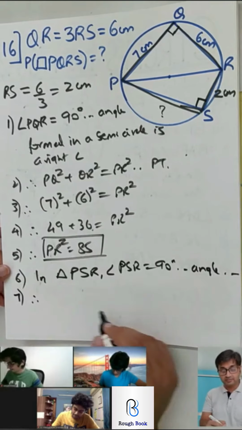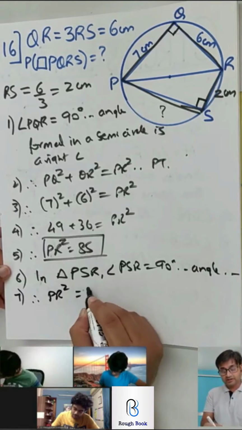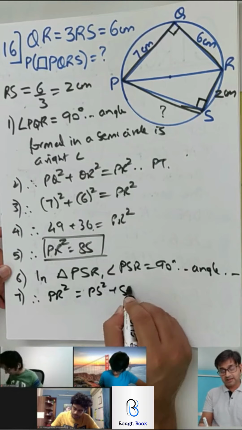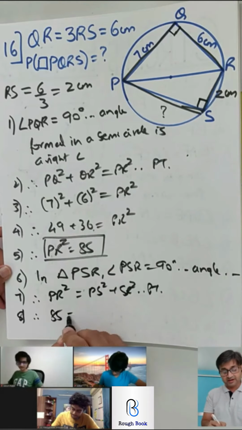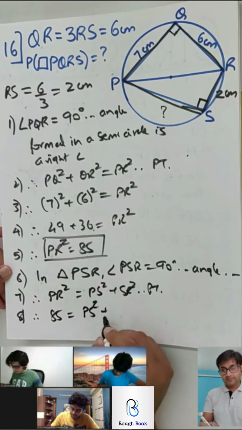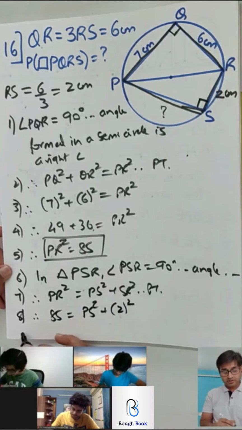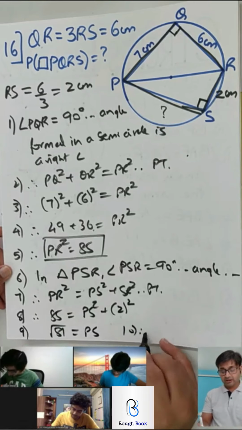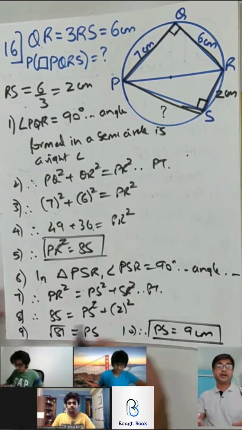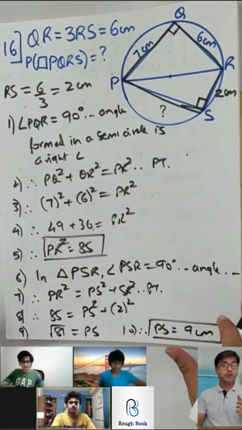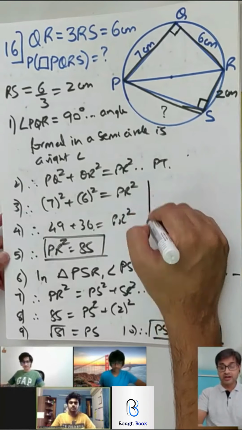So please write the entire statement. And then PR² is equal to PS² plus SR² by Pythagoras. So we already have this as 85. PS is unknown and SR is 2. So that should be the square root of 81 as PS. So I am pretty sure everyone has got PS as 9 centimeters. Did you get the same 9? Yeah? Three of you all? Perfect. But that's not your final answer.